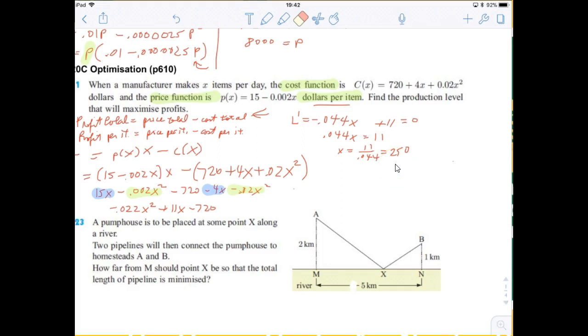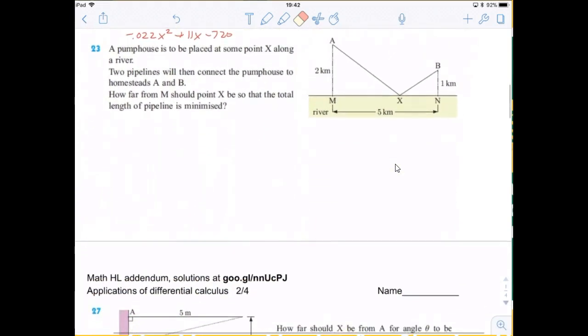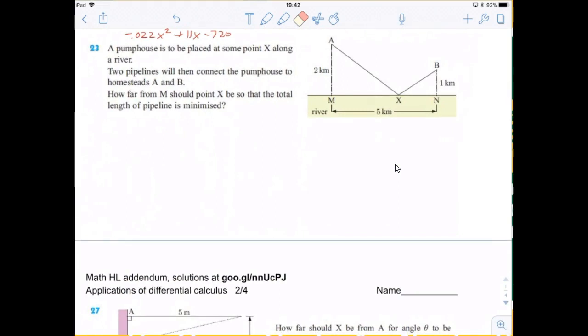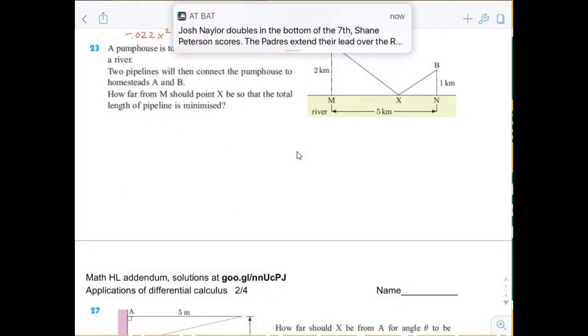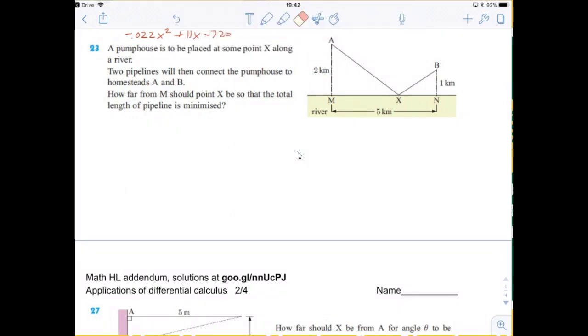Okay, let's go to the last problem, which is number 23. A pump house is to be placed at some point x along a river. Two pipelines will then connect the pump house to homesteads A and B. How far from M should point x be so that the total length of the pipeline is minimized? Okay. So this picture, if you couldn't tell, is from the top. And this is the river.